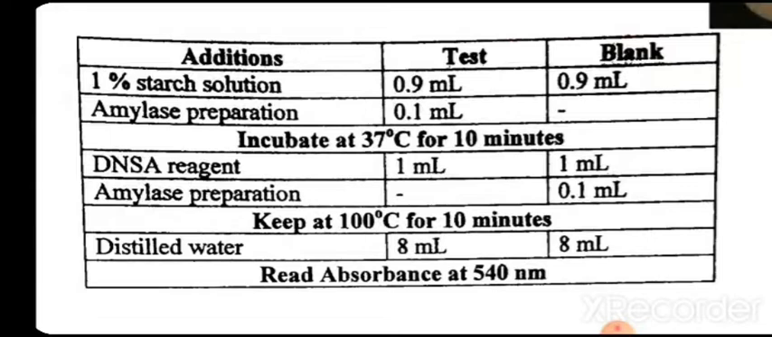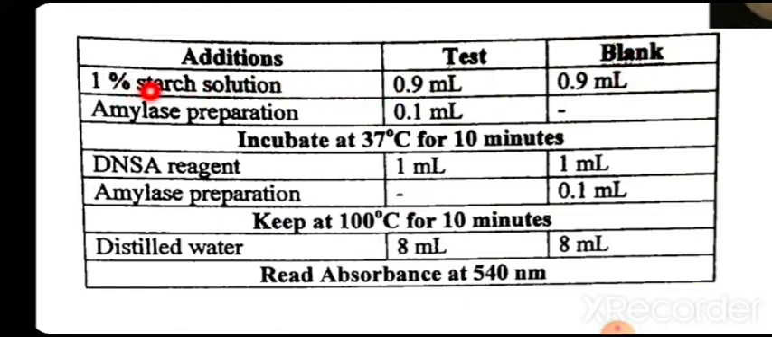For this, the protocol is like this. We need to take two tubes. One tube will be labeled as test. Another tube will be labeled as blank. Now you have to make additions in this fashion. So in the tube labeled as test, add 1% starch solution, 0.9 ml. 0.9 ml of starch solution is also added to the tube of blank.